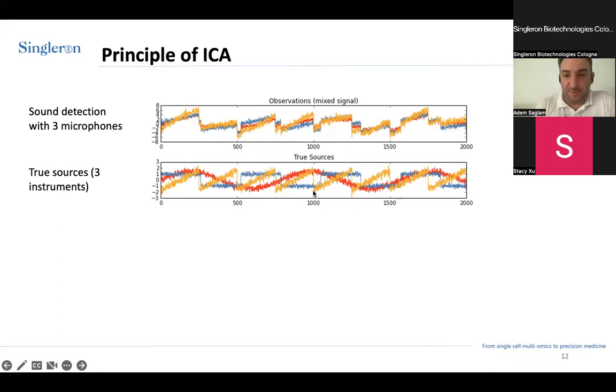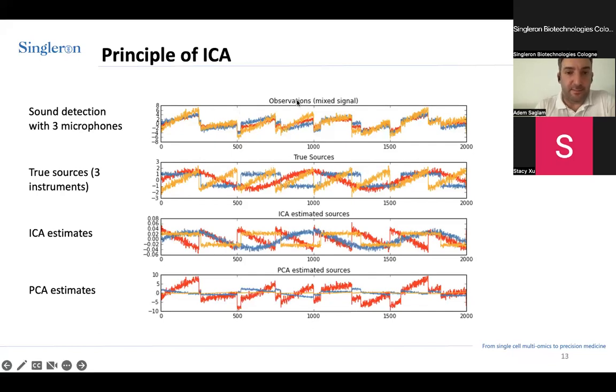And this is the true source. So the mixture of these three signals will give any of these three outputs detected by each of the microphones. And if you use ICA on this original data, then it will basically reconstruct the sources like this. So you can see that the yellow curve here, the square-shaped curve, seems to fit the blue curve here very well. By the way, the colors among the figures don't match at all.